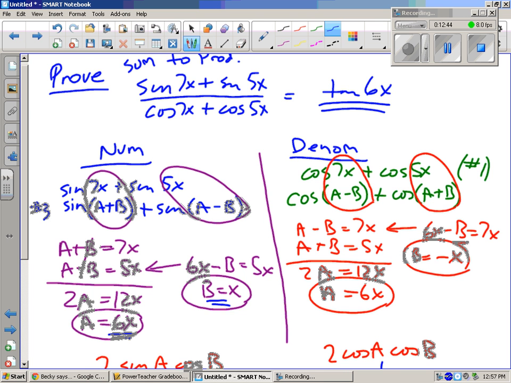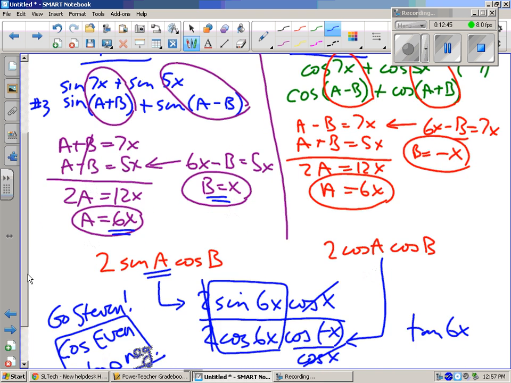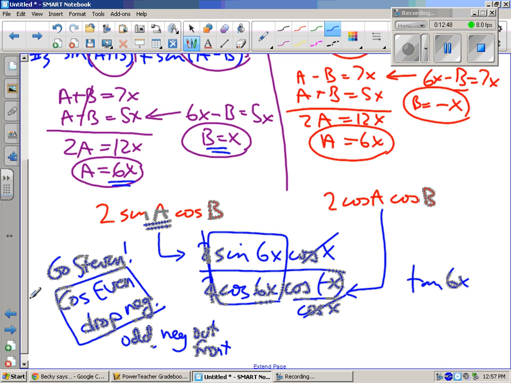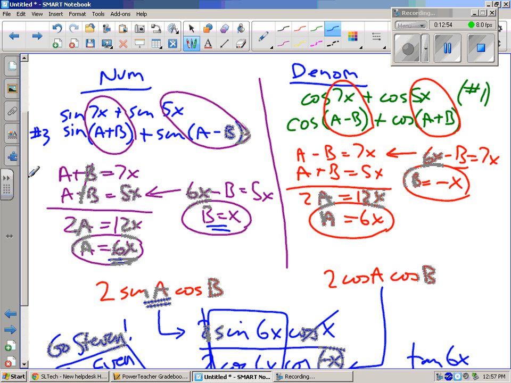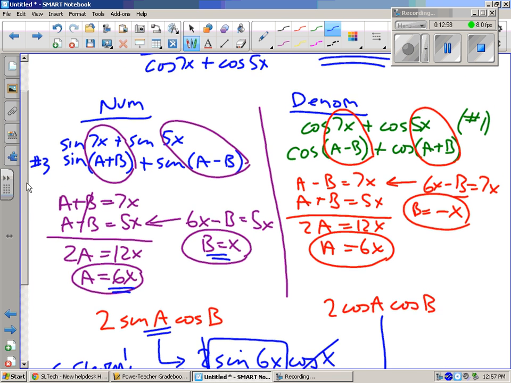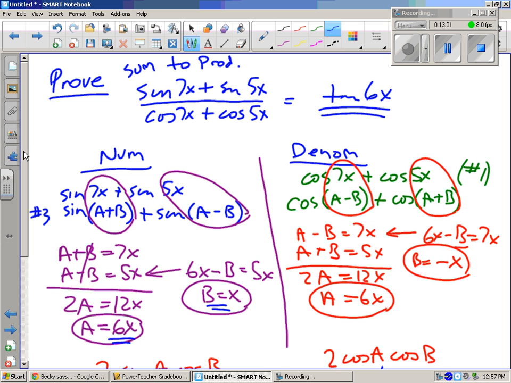So, lots of work for one little problem. So you have to do the numerator and denominator separately, figure out what equation they match, which formula, figure out A and B, then put those into the product side. Okay, well that's it for product sum formulas. Make sure you're using them carefully, and they will reward you in many big ways.